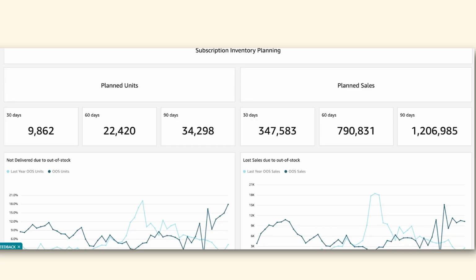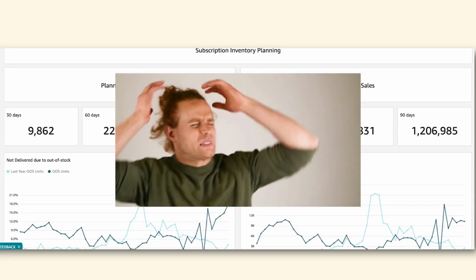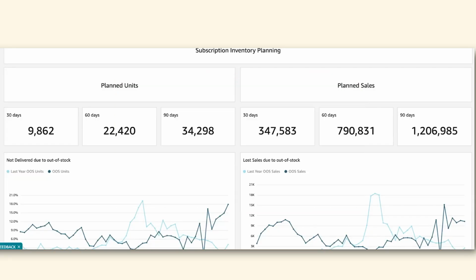So basically, the real takeaway from this, subscribe and save doesn't just increase retention or improve lifetime value. It actually forces you to get the inventory planning right. If you stock out, you're not just losing a sale, you're losing a subscriber, which really sucks. So again, this part is a subscription inventory planning. It shows you how many units we need to have on hand just to support the existing subscribers. In the next 90 days alone, that's 34,000 units that are already spoken for. This is why subscribe and save changes how you run the business. If you stock out, you're not missing a sale, you're breaking a commitment.